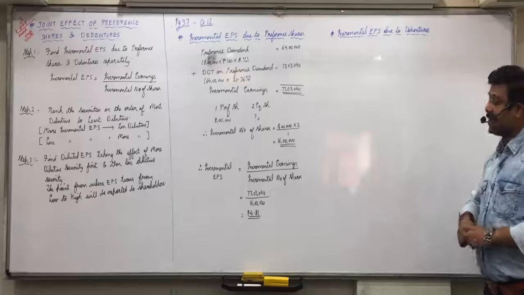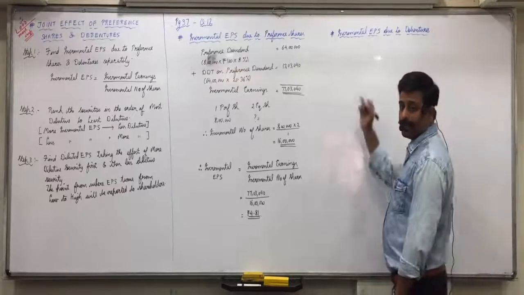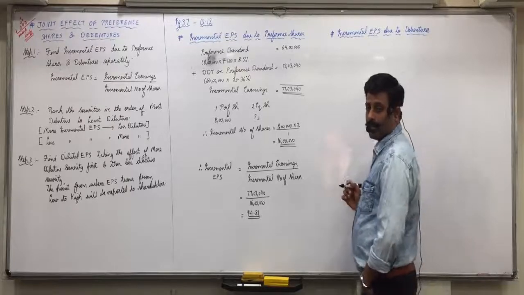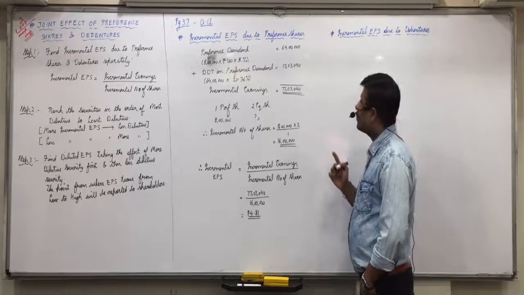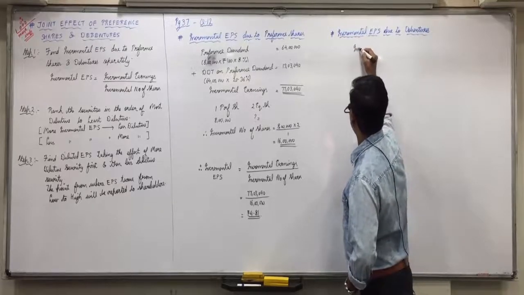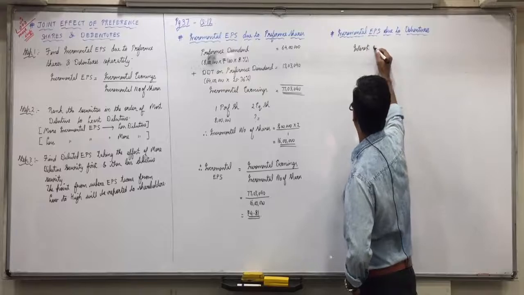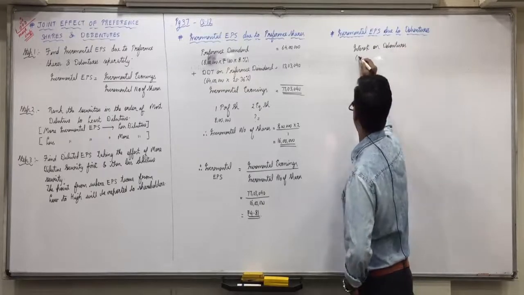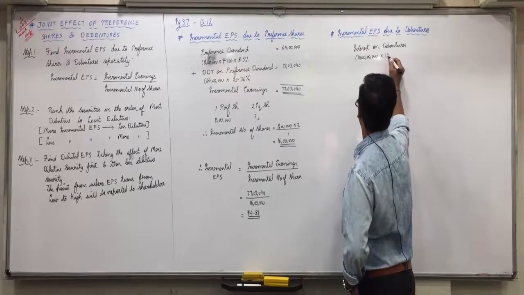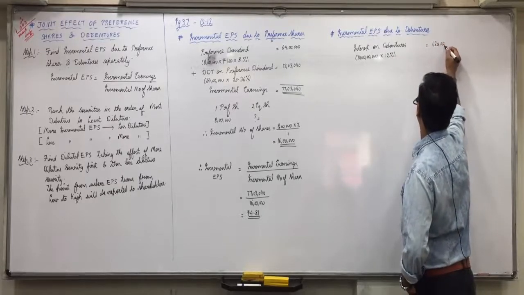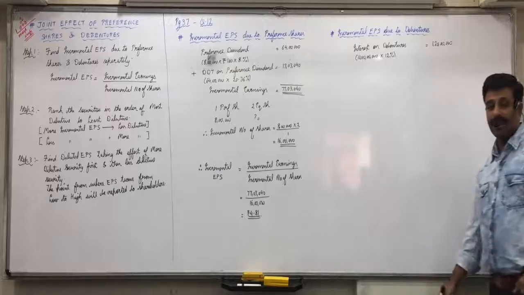How will we find incremental earnings? 10 lakhs into 100 into 12. What is that? Interest on debentures. Since the 10 crores value is directly given, we can straight away do 10 crores into 12%. That is 1 crore 20 lakhs. Is everyone clear with this?